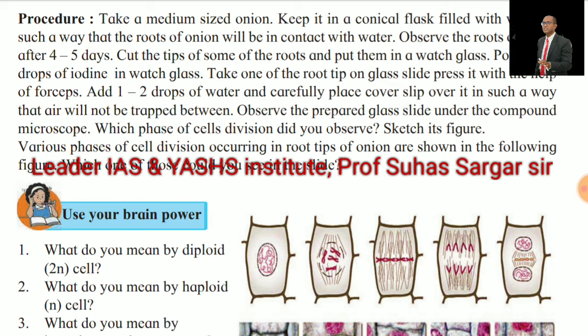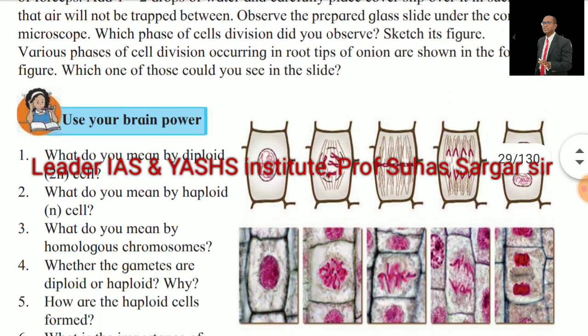Observe the prepared glass slide under the compound microscope. Which phase of cell division did you observe? Sketch its figure. Various phases of cell division occurring in the root tips of onion are shown in the following figure. Which one of those could be seen in the slide?